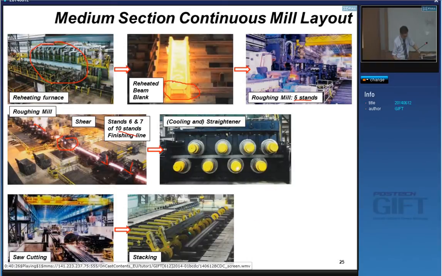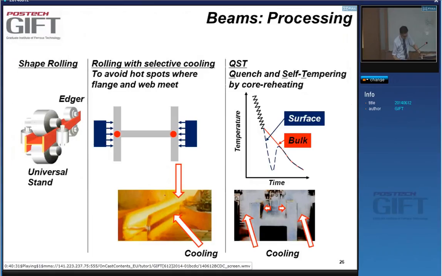Okay, so very important in the technology nowadays is the way you shape the beams. The new technology is almost entirely universal technology, so horizontal and vertical rolling at the same time. Then the product quality is improved by ensuring that the microstructure is homogeneous.